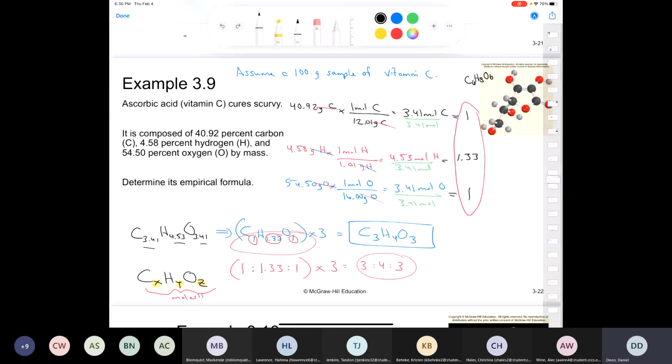If you were to come up with 1 to 1.33 to 1, you could multiply it by any number, right? You could say it's 6 to 8 to 6, but that's not the empirical formula because that's not the simplest whole number ratio. You want to come up with the simplest whole number ratio.